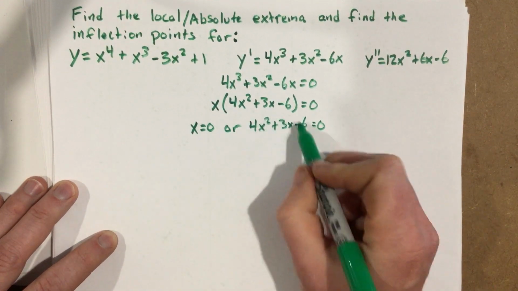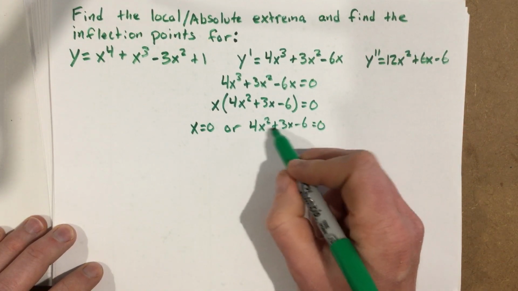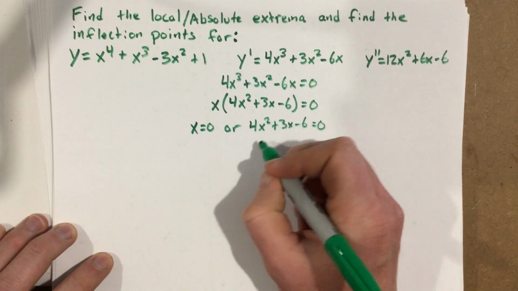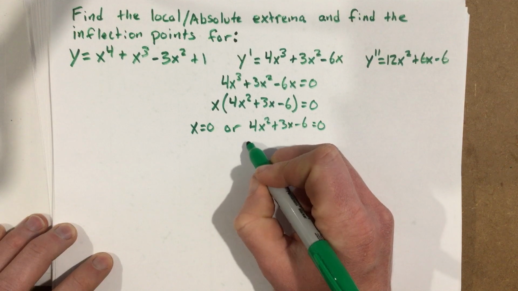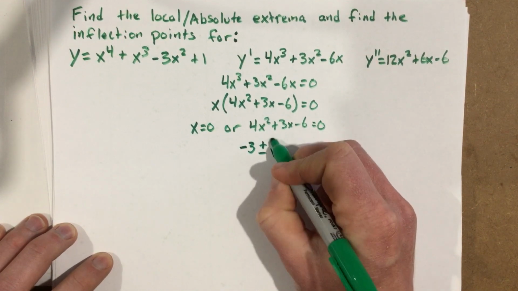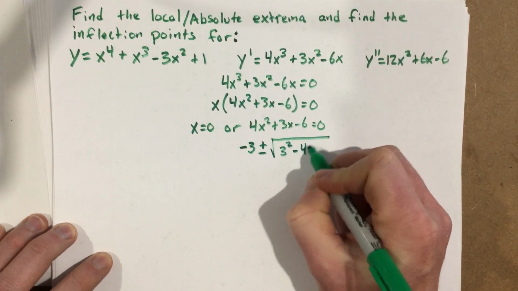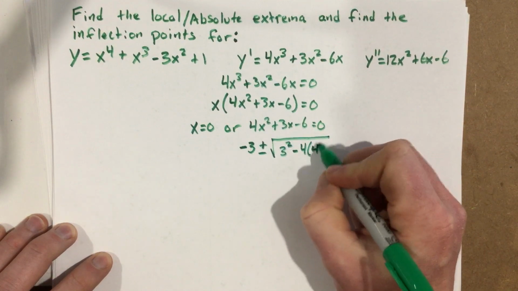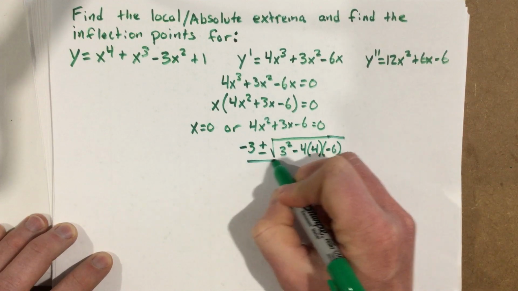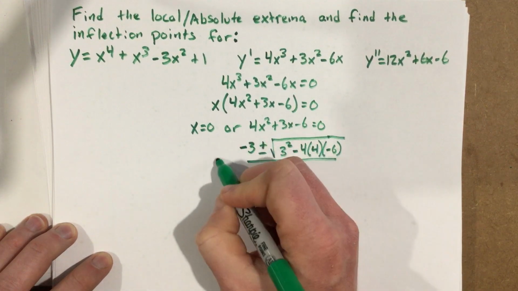Now we're going to probably have to use the quadratic formula here to figure out what our roots are for this function. And let's go ahead and do that. So the roots are going to be, let's start with negative b, which is -3, plus or minus the root of b squared, which is 3 squared, minus 4 times a, which is 4, times c, which is -6, all over 2 times 4. So that's what x is going to equal.